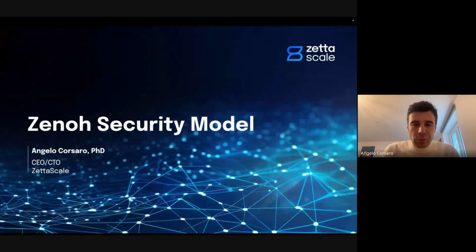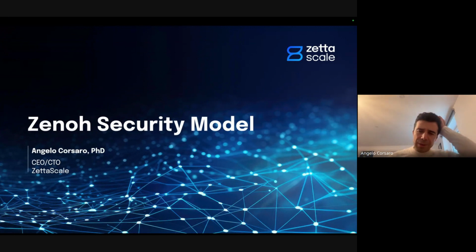Okay, so the plan for today is to look into Zeno security model and tell you what we have available today and what's coming up, okay? And then keep it quite open.